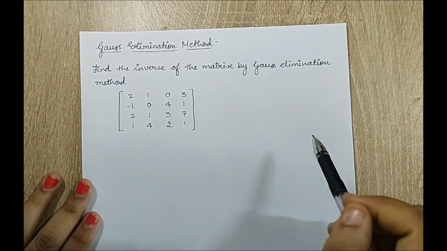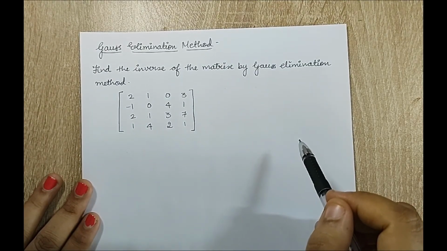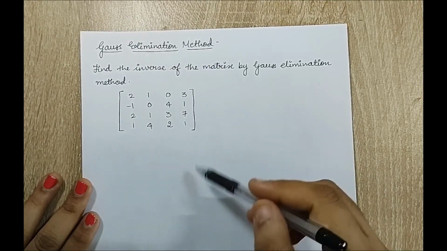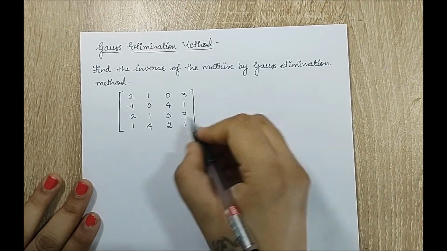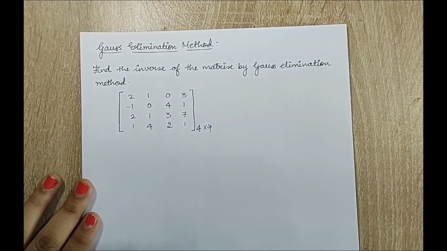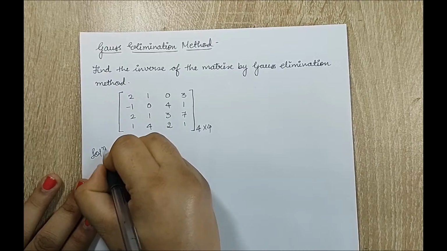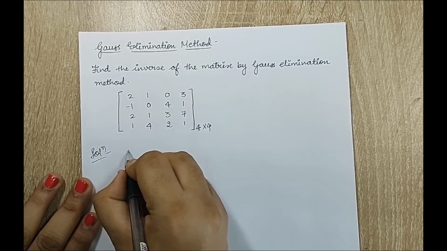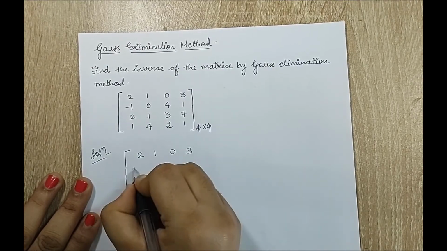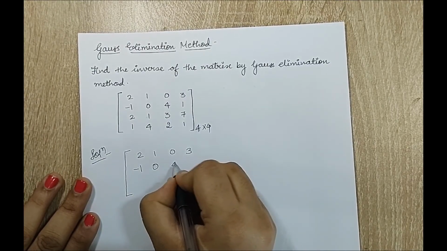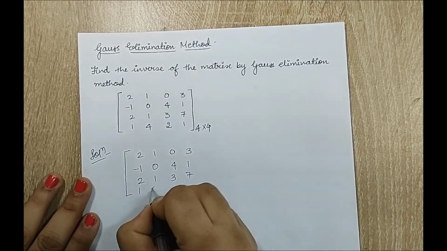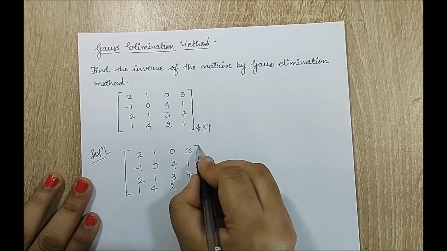So I have a numerical to explain the method. Find the inverse of the matrix by the Gauss elimination method. This is the matrix which is given to me. It is of order 4 by 4. So for solving, I will first copy the matrix which is given to me. It is 2, 1, 0, 3, minus 1, 0, 4, 1, 2, 1, 3, 7, 1, 4, 2, 1.